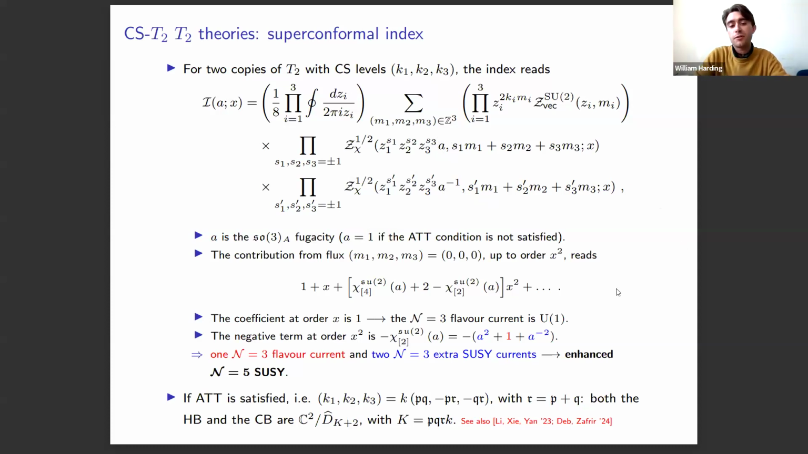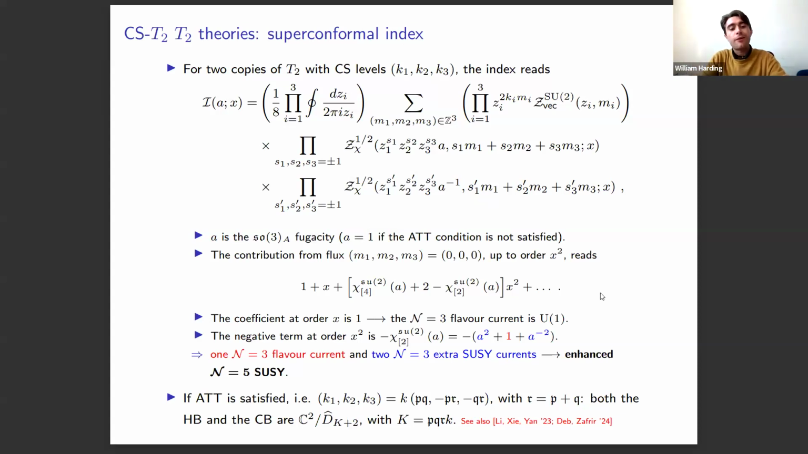And we set A to 1 if the ATT condition is not satisfied, of course. Now, if the ATT condition is satisfied, we can study the contribution from the zero flux sector, and up to order x squared it is the following. So the difference here, notice, is that the coefficient at order x is 1, is no more 0, meaning that the N=3 flavour current is U(1). And I point out that this is a necessary condition to have N=5 SUSY enhancement.